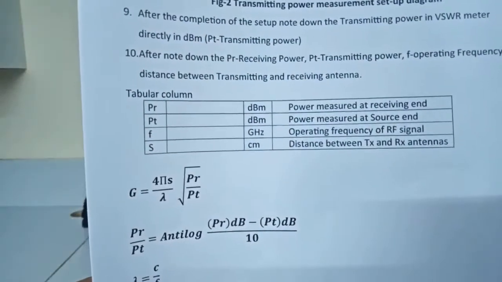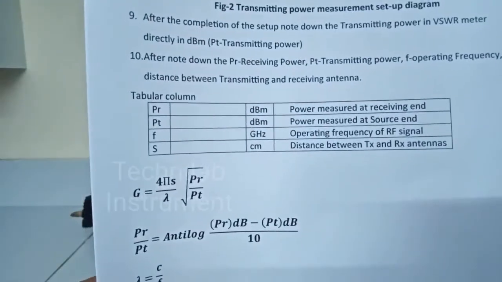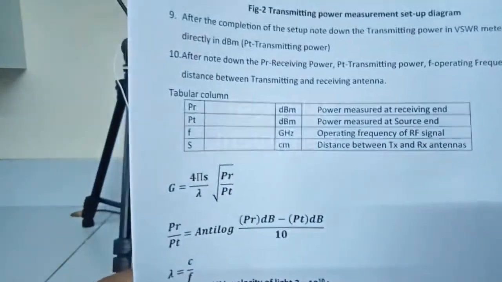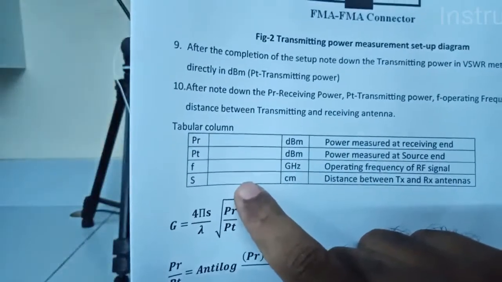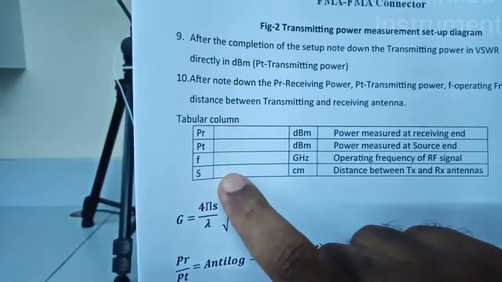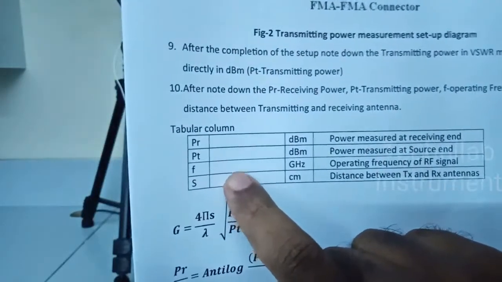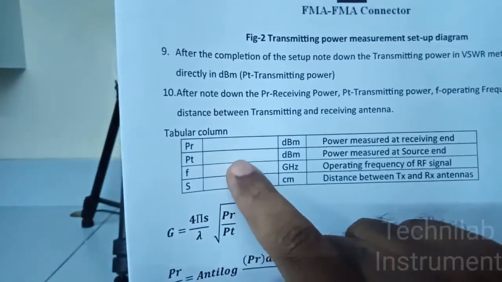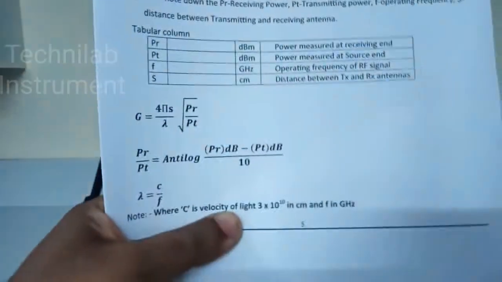That S we calculated as 10.9 centimeters, but we keep 50 centimeters. We have to write here 50 centimeters only, not 10.9. S is 10.9, but practically what distance we are keeping between TX and RX, that we have to write here: 50 centimeters, 2.339 gigahertz frequency. PR and PT I will show you. I will measure and show you.